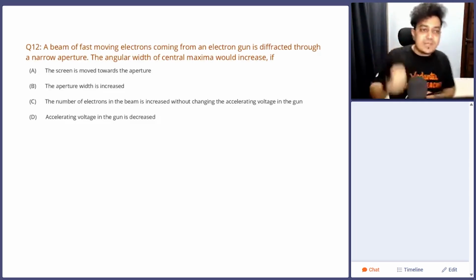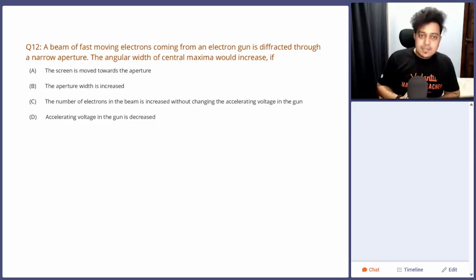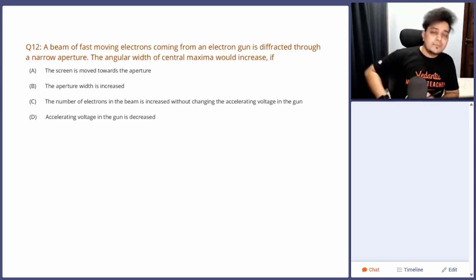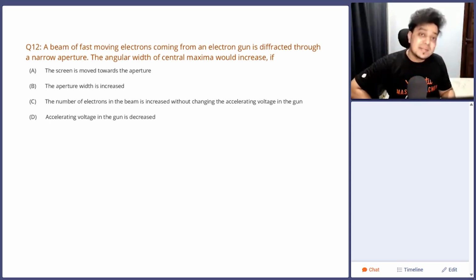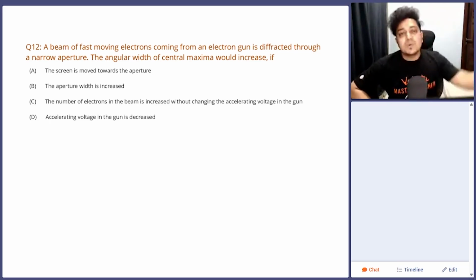A beam of fast moving electrons coming from an electron gun is diffracted through a narrow aperture. Okay, so by the de Broglie hypothesis, the electron is showing wave nature, and diffraction is a property of waves. The angular width of the central maximum would increase if... okay, so now recollect the angular width of the central maximum. This is a question of diffraction, which is wave optics plus modern physics.